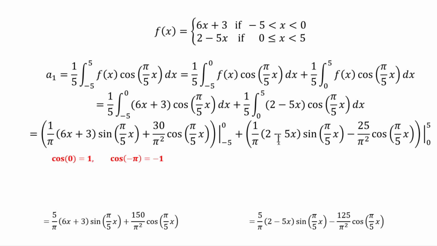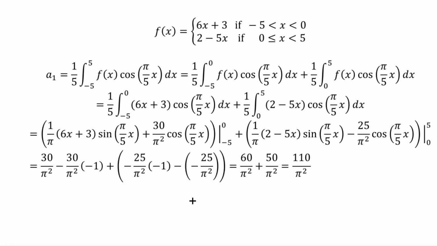You can do the same thing over here. Sine will again give you 0. On the other hand, when you plug in 5, you get cosine of pi, which is negative 1. When you plug in 0, you get cosine of 0, which is positive 1. So using all those results, you can compute. As you can see, when you plug in 0, you get 1, and when you plug in negative 5, you get negative 1. On the other hand, here, you plug in 5, you get negative 1 first, and then when you plug in 0, you get positive 1 later.